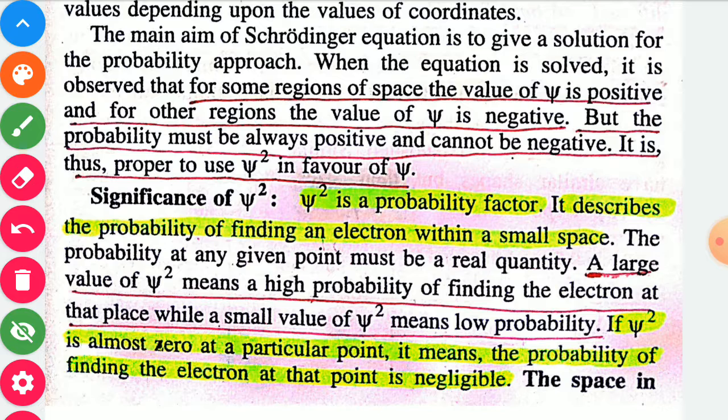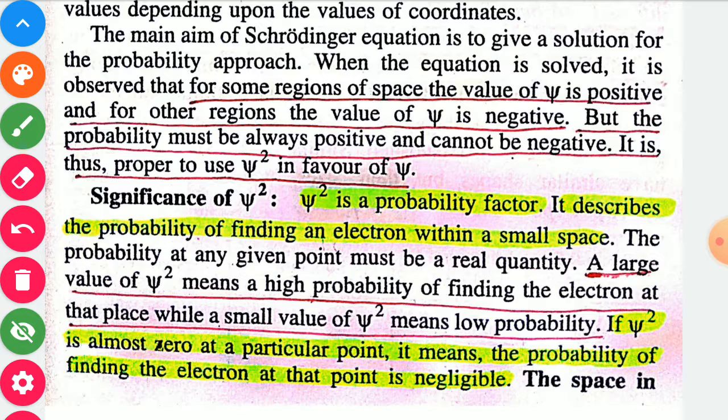The probability at any given point must be a real quantity. A large value of psi square means a high probability of finding the electron at that place, while a small value of psi square means low probability. Means the psi square value indicates the probability of finding the electron. If its value is found to be less, it means the probability of finding the electron is less. If the value of psi square is more, it means the probability of finding the electron is also more.